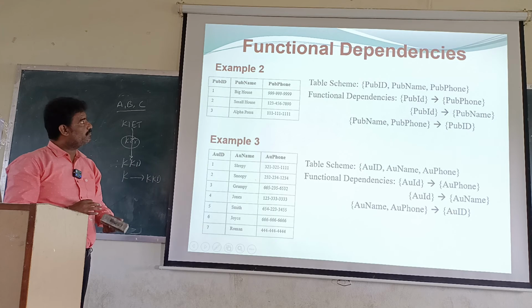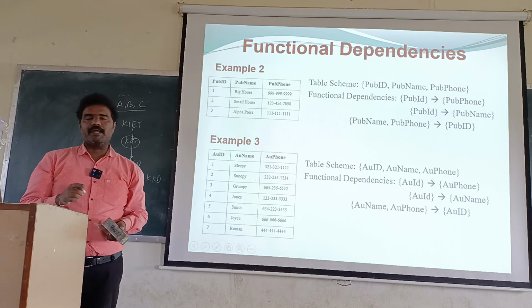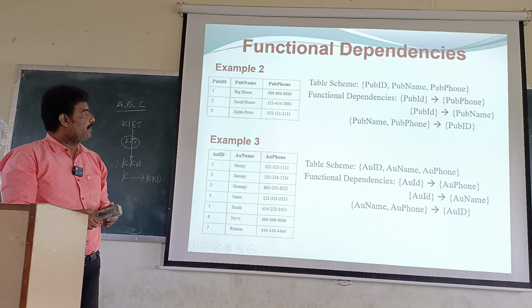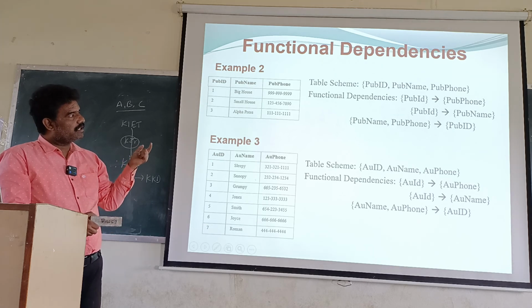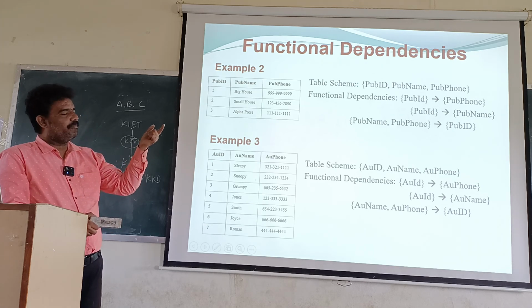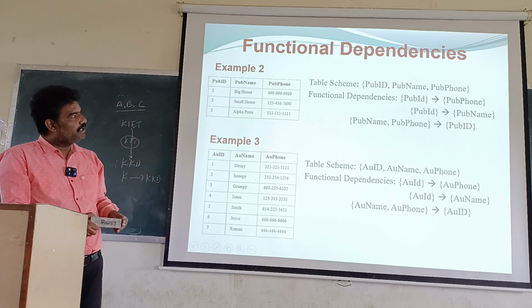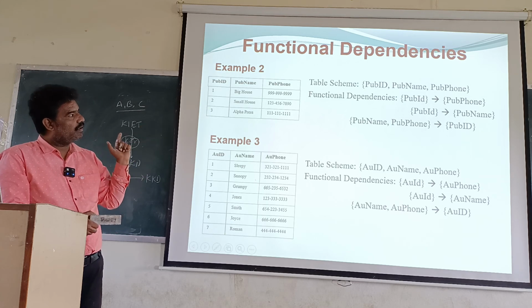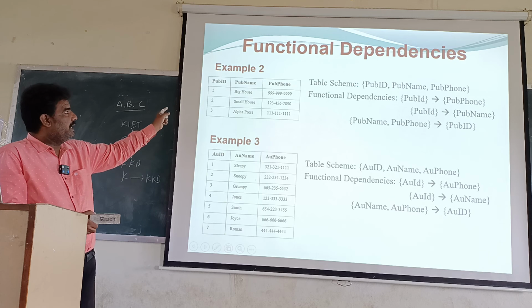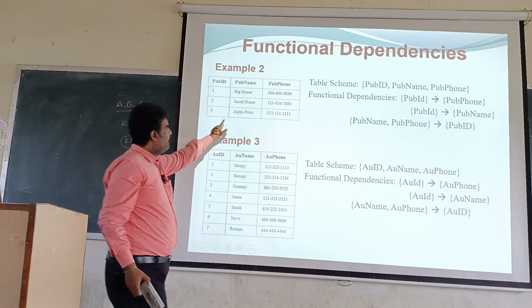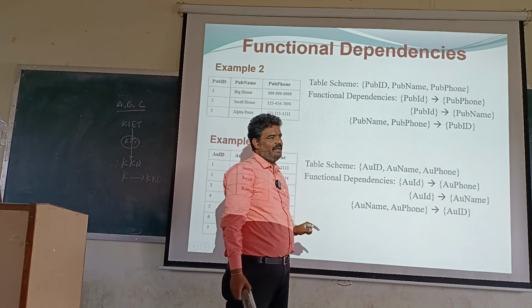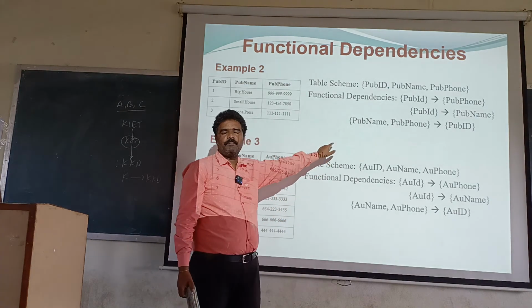So as an example 2, you have a publisher ID, publisher name and publisher phone number. Now, what is the table schema? P ID, P name and P phone number. Now you have to write down the functional dependency, which one depends on what. So here PID is dependent on P name, PID is dependent on phone number. Again, both are depending on PID, publisher ID. Yes or no? That's the publisher schema.